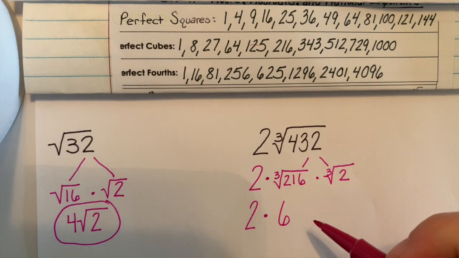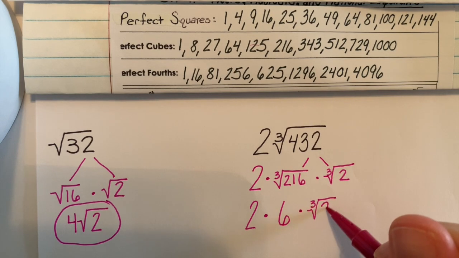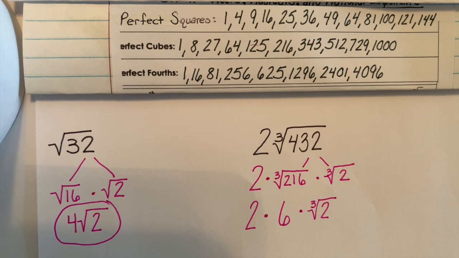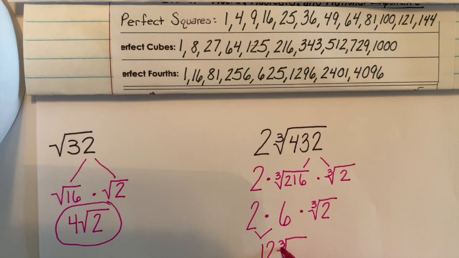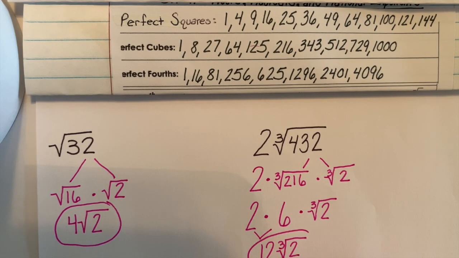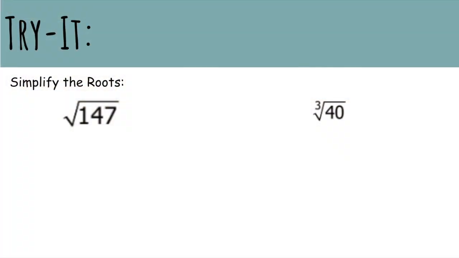Then leave the leftover under the radical. So again, we can't take the cubed root of 2, so we leave it alone. Then you combine whatever is outside of the radical. So I can combine 2 and 6, I can multiply those to give me 12, and rewrite what is still left within my radical. This would be my final answer in this case. These next two examples are continuing the use of simplifying non-perfect roots. I would like you to try these on your own and then continue playing the video to check your answers.